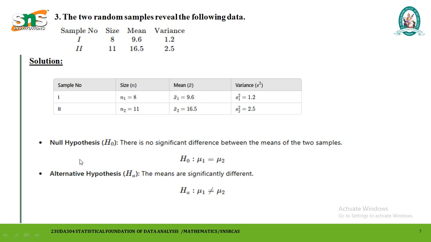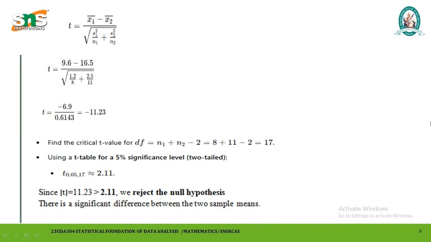Next, we are going to frame the null hypothesis. The null hypothesis for this problem is there is no significant difference between the means of the two samples, and the alternative hypothesis is the means are significantly different. So here two samples are given, so we are going to use the t-test formula for two samples. The formula is x1 bar minus x2 bar divided by root of s1 square by n1 plus s2 square by n2. Substituting all the values which are given in the question, we obtain a value of 11.23.